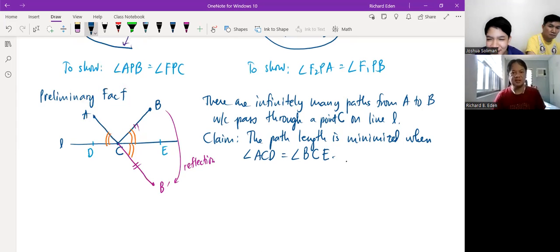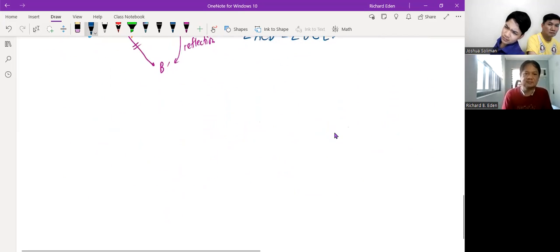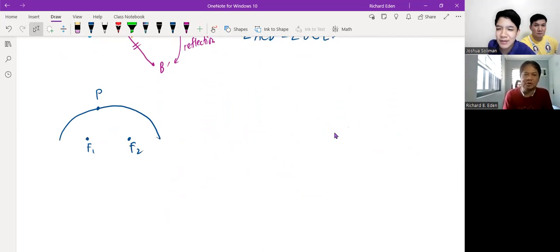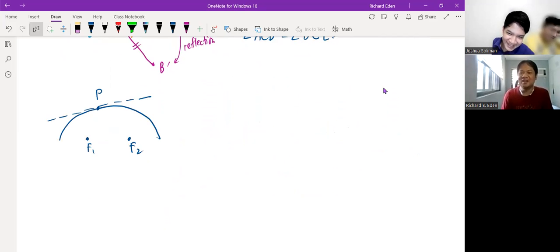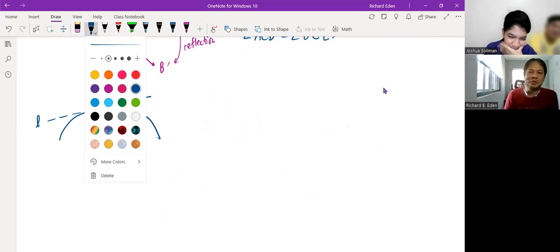Okay. Nice. Now let's go to a situation with an ellipse. I'm just going to draw the upper portion of our ellipse. And then this is F1, and then this is F2, and then here we have a particular point P. So this is P.